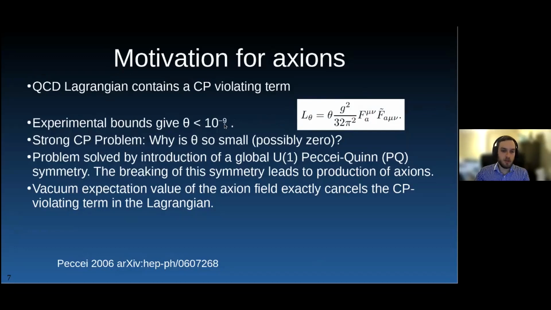So experimental bounds require this parameter theta to actually be smaller than 10 to the minus 9. So this is the strong CP problem. Why is theta so small, possibly even 0?